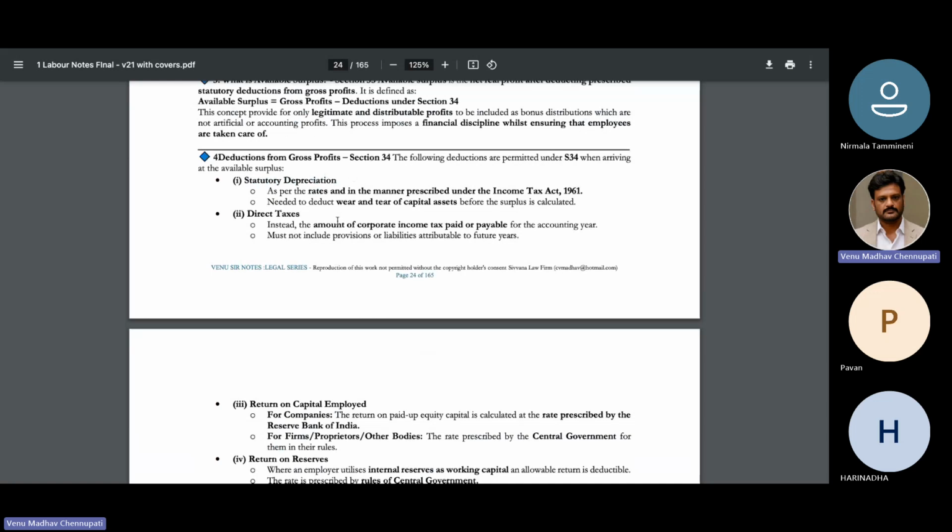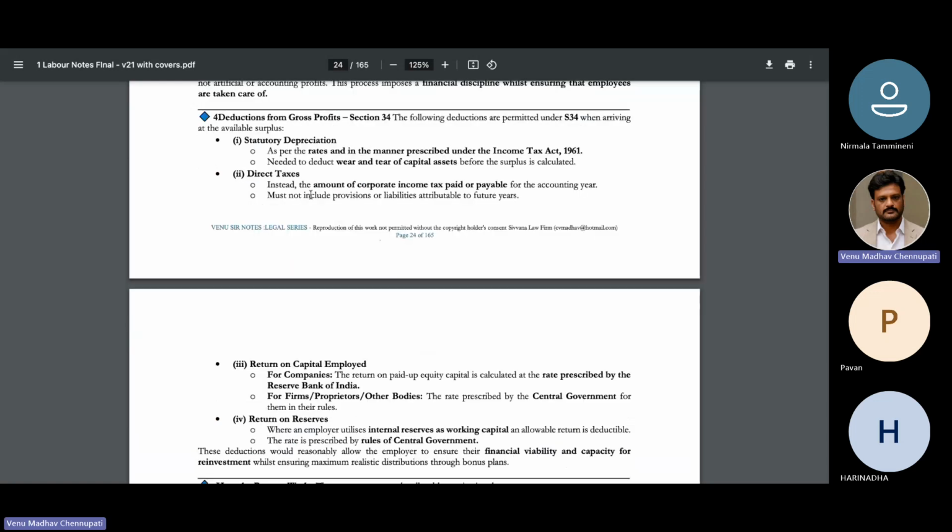That's the first thing. And then they also need to deduct wear and tear of the capital asset before the surplus is calculated. So in wear and tear, now we put in 100 crores of machines, and 2-3 crores went into wear and tear maintenance; that also has to be deducted.